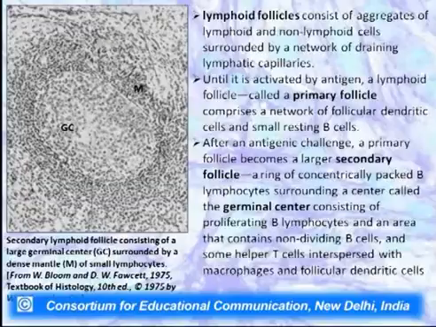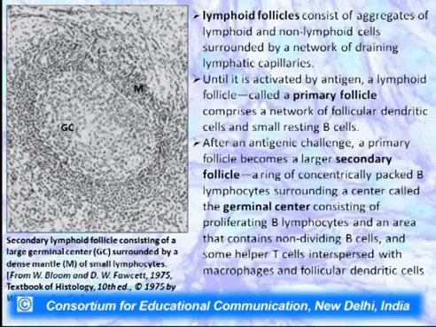Now, this aggregation can be in a follicular manner, it can be called a primary follicle or it can be called a secondary follicle. If you go back to the slide, we are showing a secondary follicle. Now, till there is an antigenic challenge, the lymphoid follicle would almost always be present as a primary follicle, which comprises a network of follicular dendritic cells, that is FDCs, and mostly resting B cells, the naive B cells. Now, what happens whenever there is an antigenic challenge? A primary follicle converts into a secondary follicle.